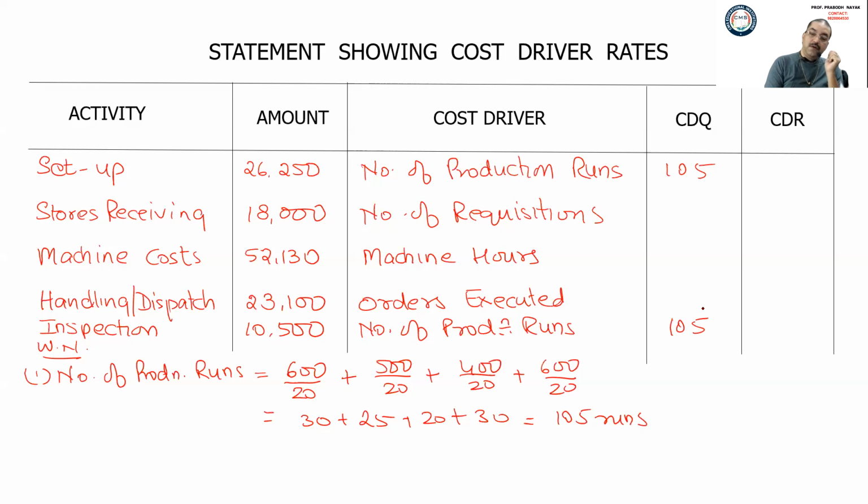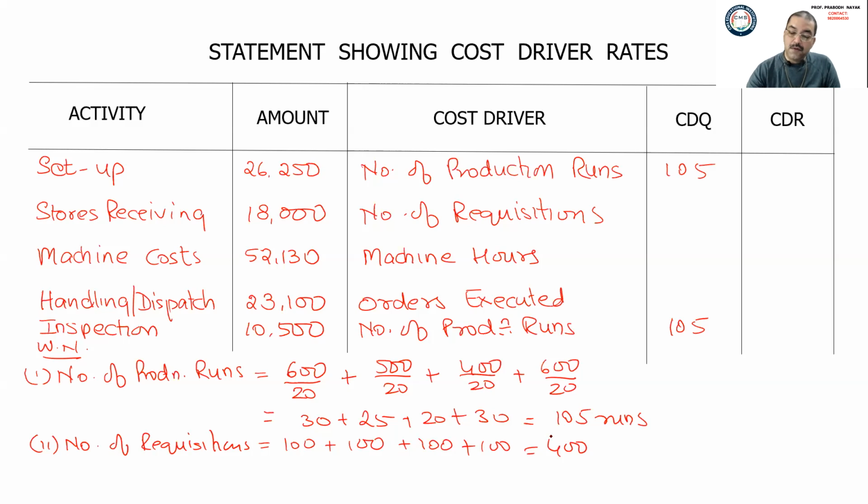Okay. Now next that I require is number of requisitions. I'm told that there are 100 requisitions for each product. So 100 plus 100 plus 100 plus 100 is 400. Number of requisitions 400.